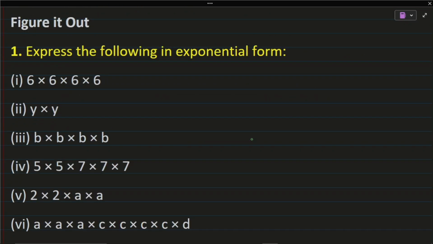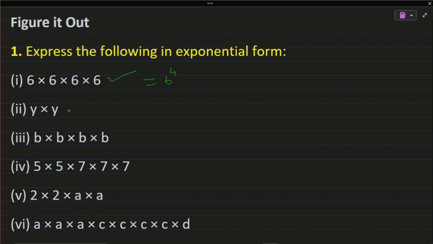Now we will discuss Figure It Out, page numbers 22 and 23. In the first question, express the following in exponential form. The first one is 6 into 6 into 6 into 6. Continuous multiplication we write in exponential form. Here 6 is repeating 4 times, so whatever number is multiplying will come as the base, and it is repeating 4 times, so the power is 4.